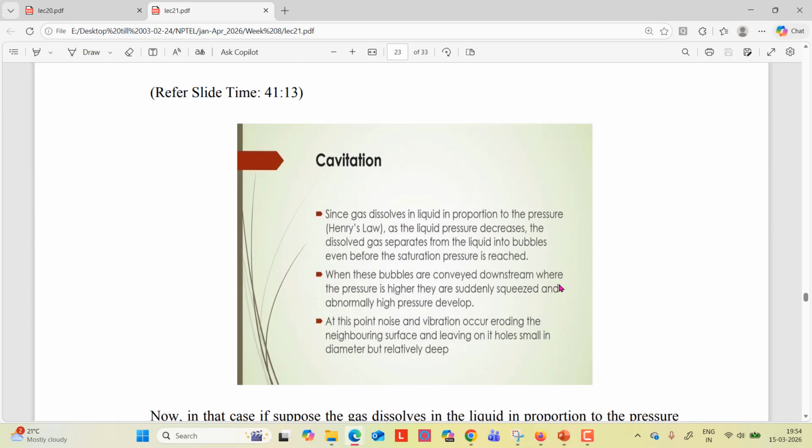Now, since gas dissolves in liquid in proportion to the pressure, Henry's law, right? As the liquid pressure decreases, the dissolved gas separates from the liquid into bubbles, even before the saturation pressure is reached. When these bubbles are conveyed downstream, where the pressure is higher, they are suddenly squeezed and abnormally high pressures develop. At this point, noise and vibration occur, eroding the neighboring surface and leaving on it holes small in diameter but relatively deep.